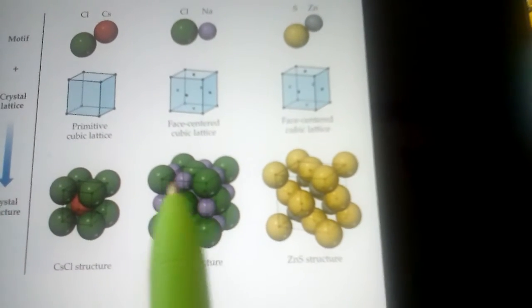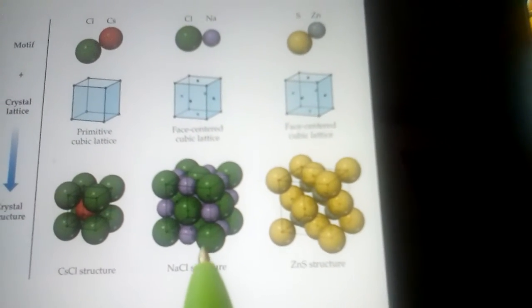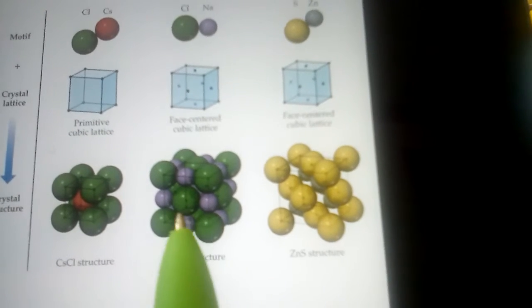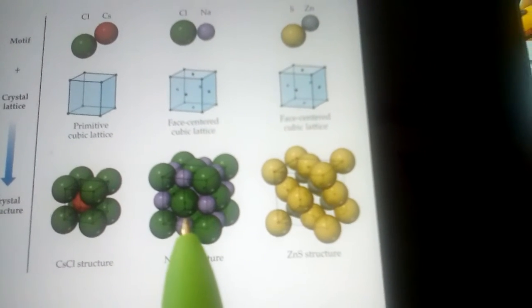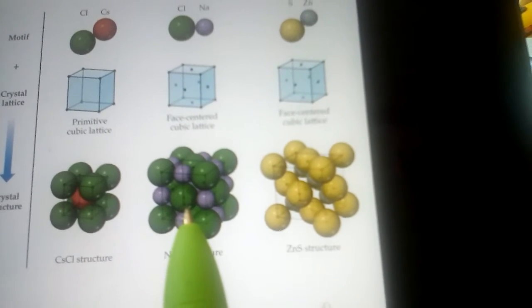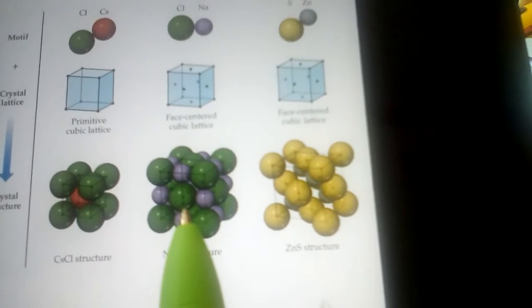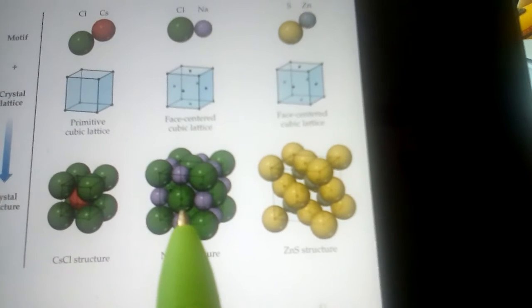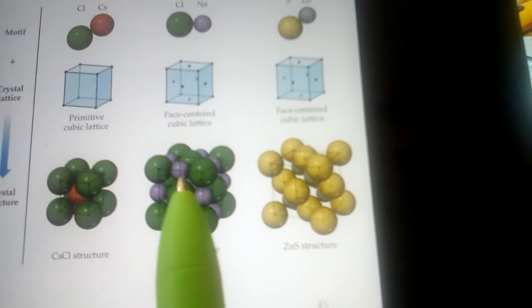And if we think about what we were talking about on the last slide, chloride, corners and faces, that would mean there's 4 chlorides here. 8 times 1/8 for the corners, 6 times 1/2 for the faces, for a total of 4 chlorides in the unit cell. Sodiums are on edges.